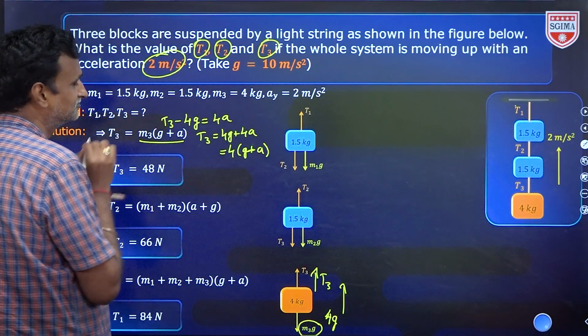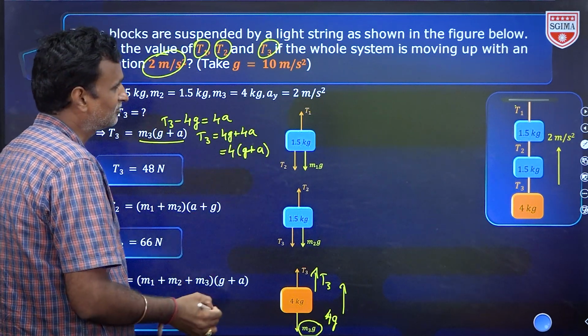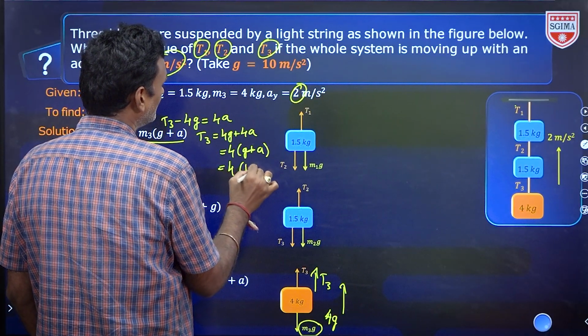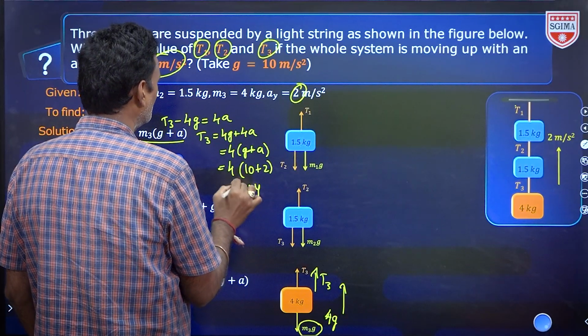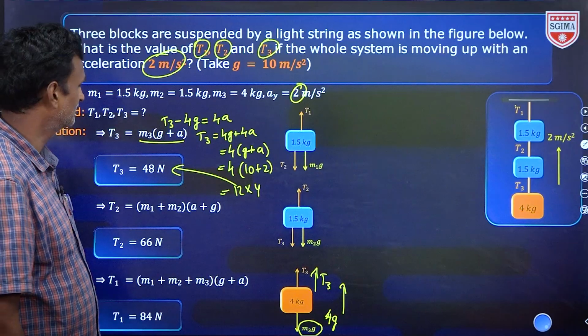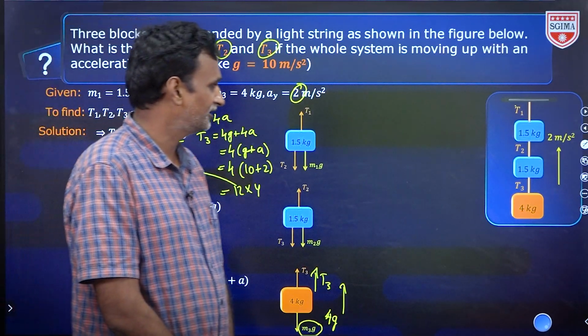We got the same, right? Answer 4, here g value 10 and a value how much? 2. Okay? So 4 into 10 plus 2, which is 12 into 4, 48 newtons it will come. So 48 newtons come. Next, second block we need to check.